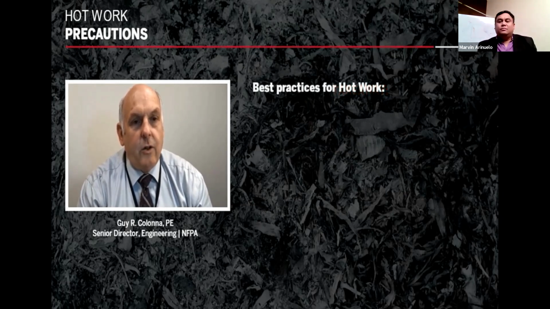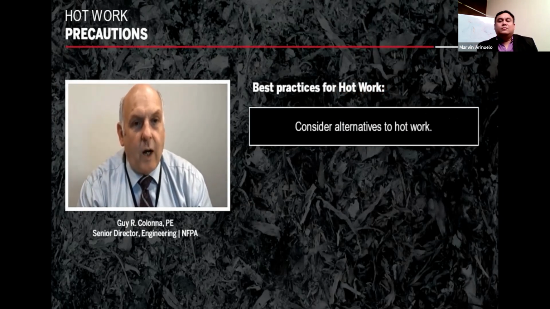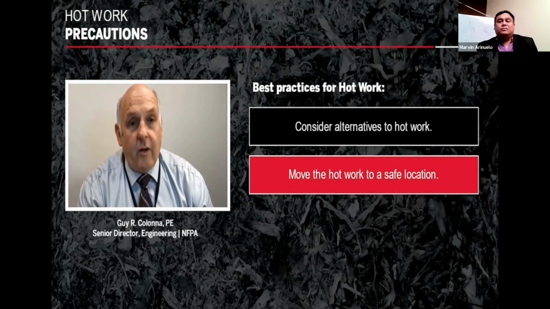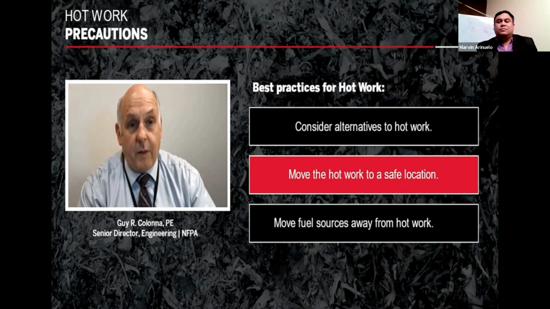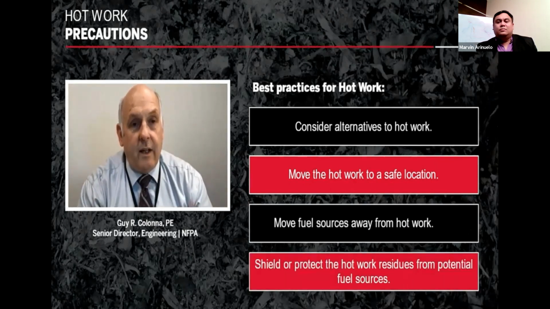When you're looking at trying to make sure that hot work isn't the ignition source for a fire, there are several things that you can do. One is consider alternatives and just don't do hot work. But if you have to do hot work, you have 3 alternatives. One of them is to move your hot work to an area where you don't have any hazards. The second is to ensure by distance that you have moved those fuel sources a safe distance away. And that's what gets challenging any time you're doing hot work on an elevated platform. And then the last option is to shield or protect the hot work residues from potential fuel sources.